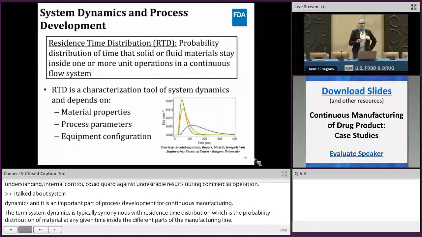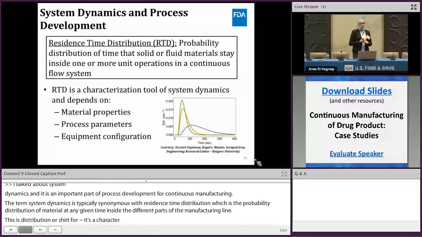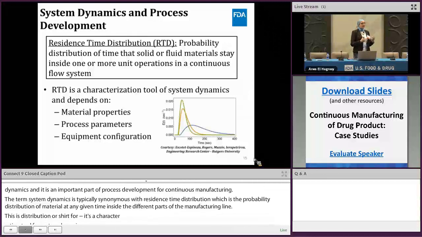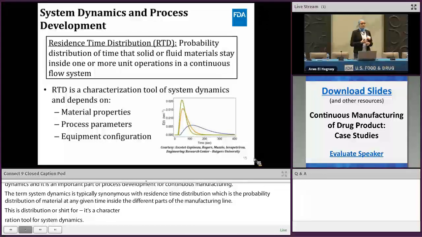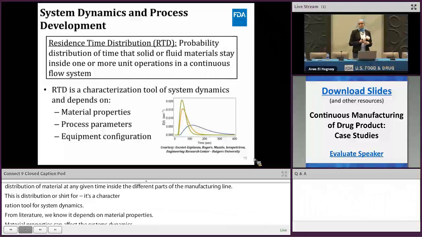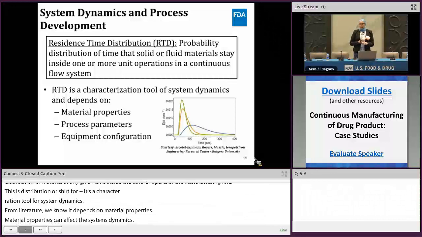And from literature, we know that it depends on material properties. So material properties can affect the system dynamics. Process parameters, if you're operating using different throughput rates, for example, would impact the residence time distribution, and also the equipment configuration. And the graph on the right shows different residence time distributions.